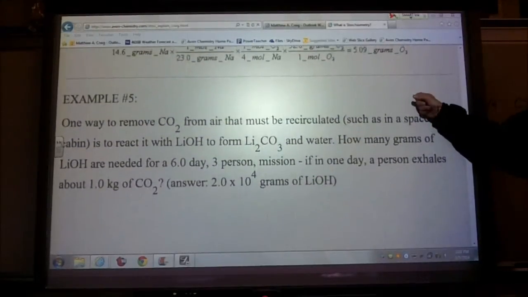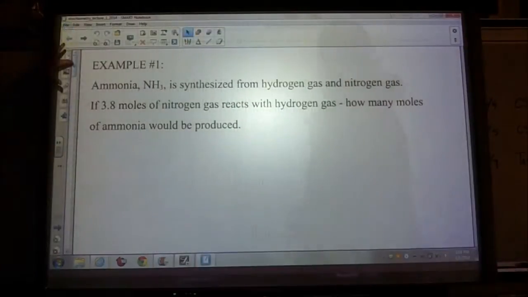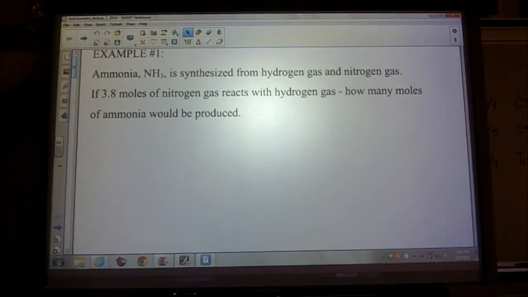All right, so let's do some examples. Example number 1, it reads, ammonia, which is NH3, is synthesized from hydrogen gas and nitrogen gas. If 3.8 moles of nitrogen gas reacts with hydrogen gas, how many moles of ammonia would be produced? Now, you're going to find out that most of the stoichiometry type questions are just like this. There's a lot of information. You have to be able to decipher the information and interpret what's going on.